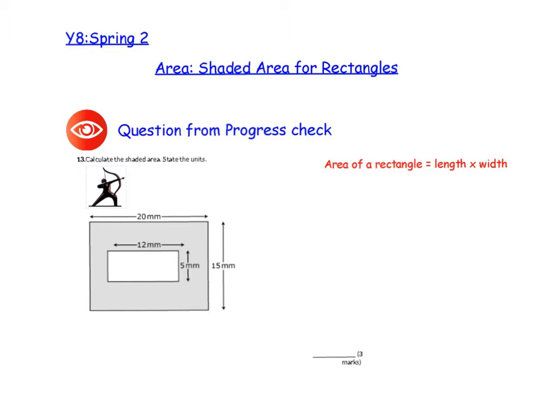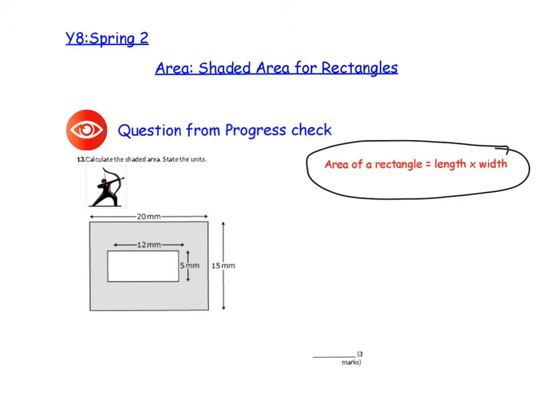Hello, welcome to the therapy video for Year 8 Spring 2 Progress Check, where we're looking at area, in particular shaded area for rectangles. I've taken the question from the progress check, and you'll see that embedded in the flip chart. As it's talking about rectangles, I've also written down a reminder of the formula for area of a rectangle, which is length times width.